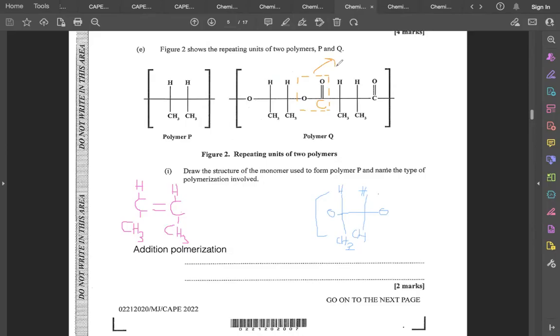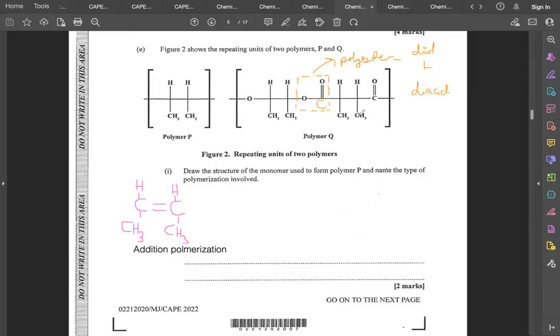So that's the first thing that I want you to make note of, because that will help you in deciphering what the monomer should be. If this is an ester linkage, it means that it was formed from a diol, or a dialcohol, and a diacid. So when you're drawing your structure, what I want to see is a diol and a diacid. And because it's a polyester, we see this functional group here that's at play, right?